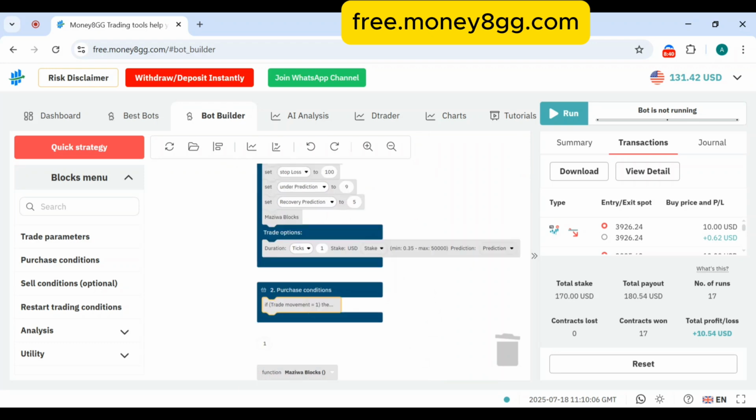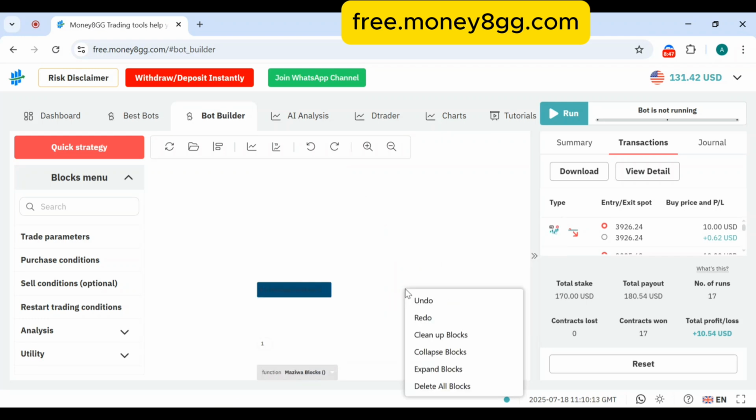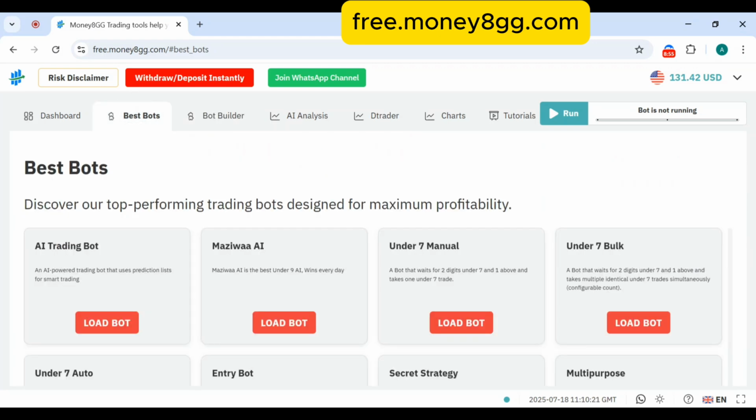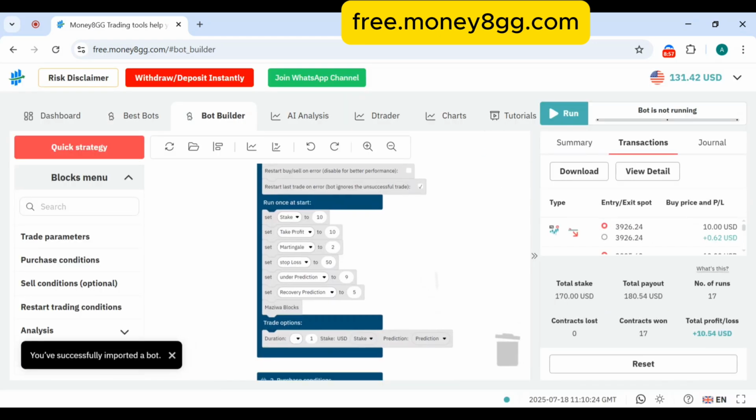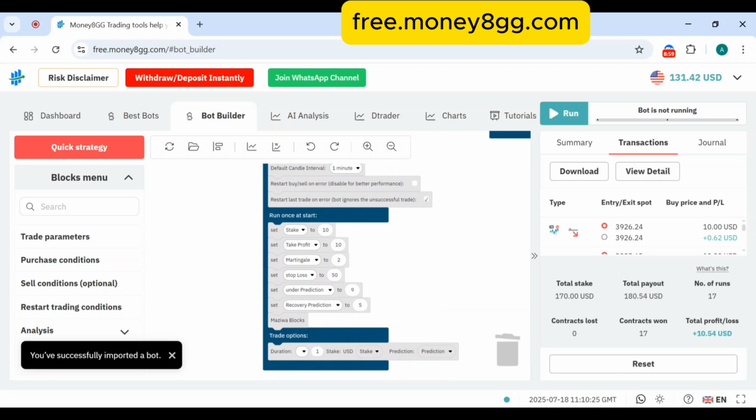Like you can see on this market, on this trade, this is their third trade. They went 17 runs without losing. I think here they were trying to undo something, so they just clicked on best bots again and clicked on Maziwa AI and reloaded it. So if you mess up with the blocks, just go back to best bots and reload the bot again and make sure you set the same settings that you had. Because remember, when you're trading, this is real money that you're risking. So always ensure that you set the correct parameters.